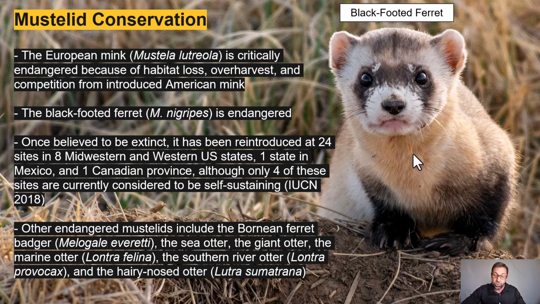So black-footed ferrets were once believed to be extinct, but have now been reintroduced at 24 sites in 8 Midwestern and Western states, although only 4 of those sites are currently considered to be self-sustaining. One of those is right here in Arizona in Williams, just outside of Flagstaff. Other endangered mustelids include the Bornean ferret badger, the sea otter, the giant otter from the Amazon, the marine otter, southern river otter, and the hairy-nosed otter.